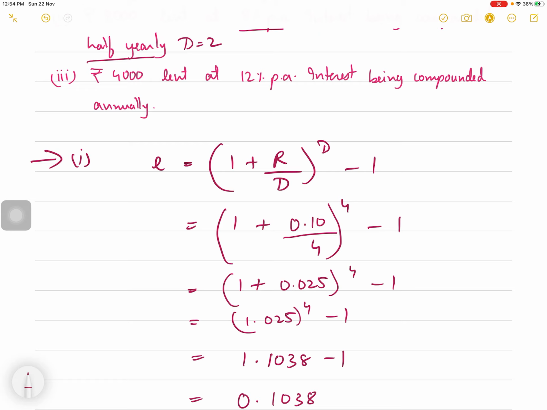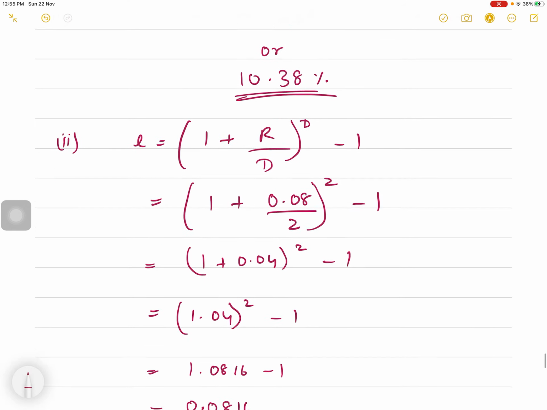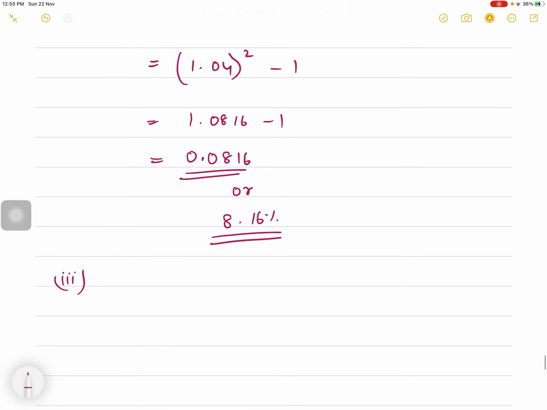Okay. 4,000 lent at 12% per annum. So R is 12%, which is 0.12. Interest being compounded annually. So that means in a year only once it is being compounded. So D is equal to 1. Okay. So in this, when interest is compounded annually, effective rate of interest and rate of interest should be same. It should be 12% only, right?